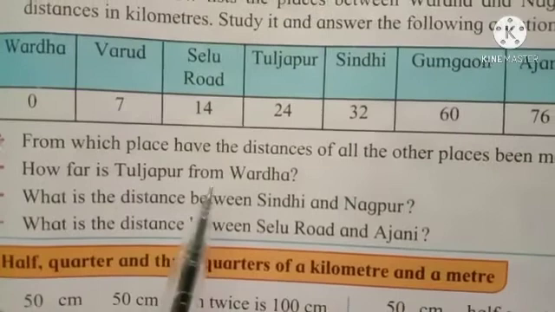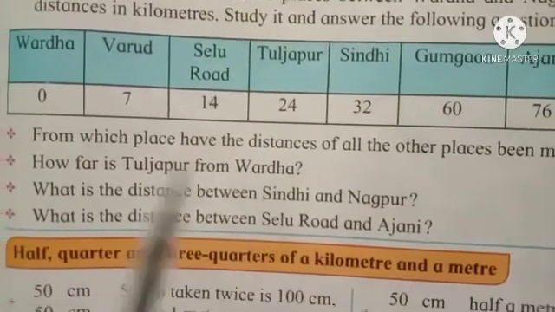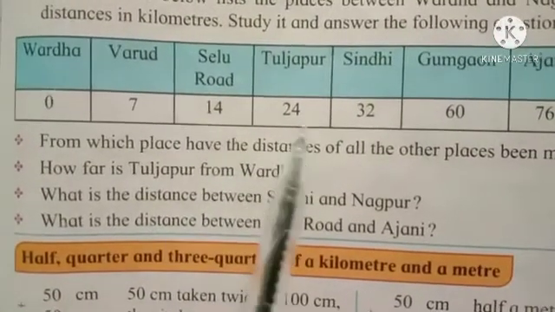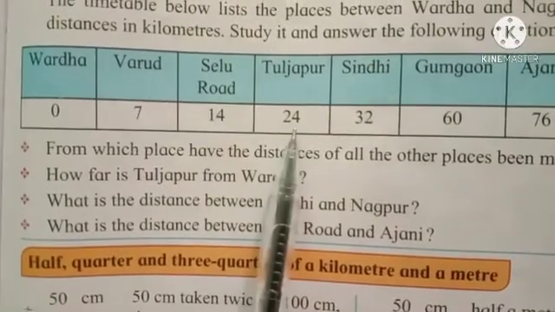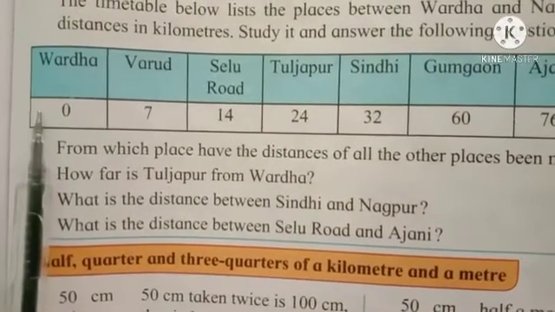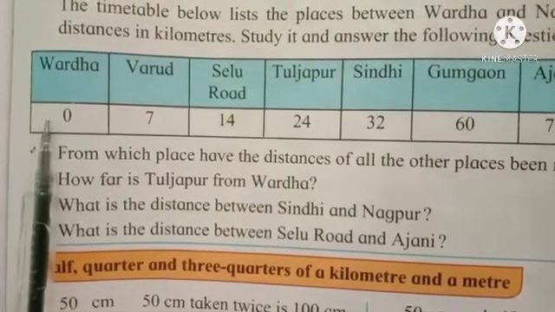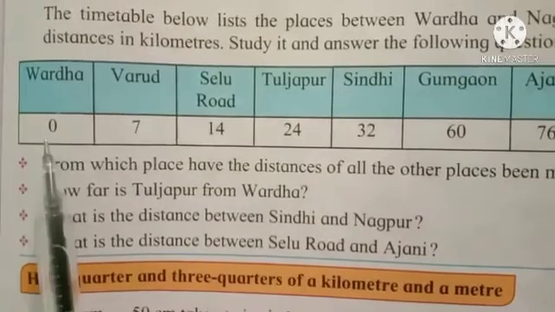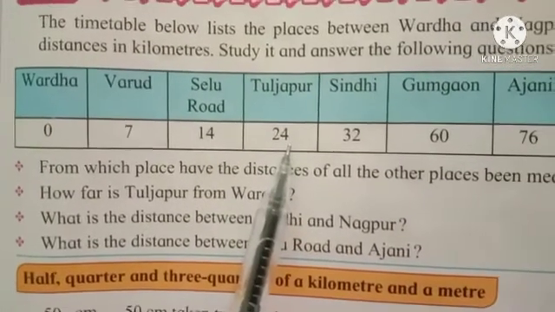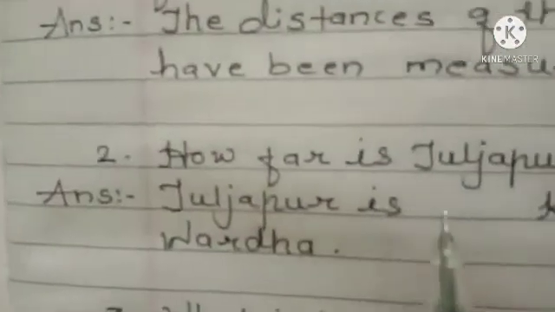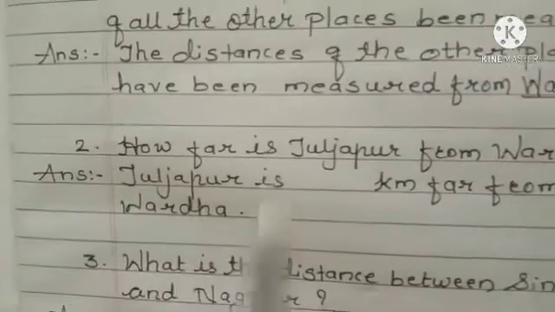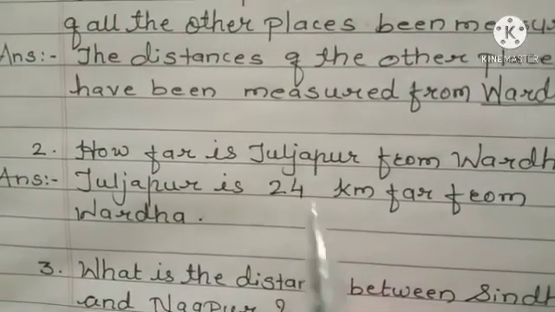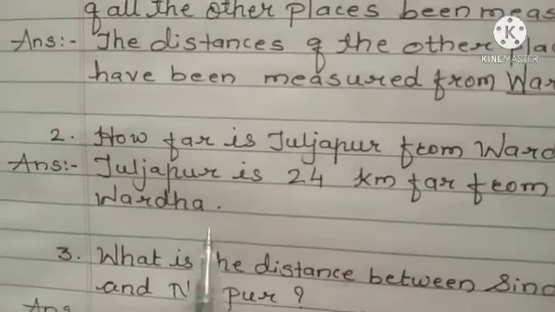Now see the second question. How far is Tuljapur from Wardha? So see in the textbook where Tuljapur is. Tuljapur is here, and Wardha is our starting point. So what is the distance from Wardha to Tuljapur? You can see here the distance from Wardha to Tuljapur is 24 kilometers. So again we will write the second question. How far is Tuljapur from Wardha? Tuljapur is 24 kilometers far from Wardha.